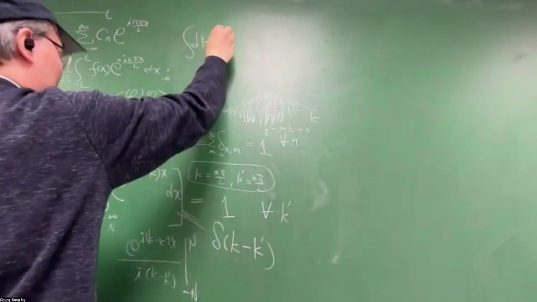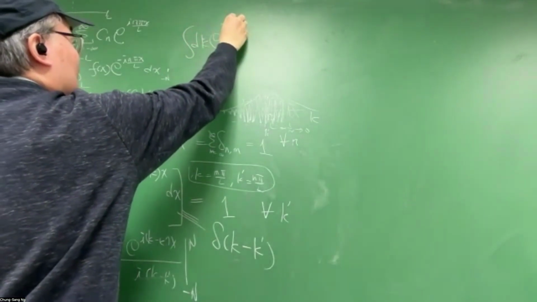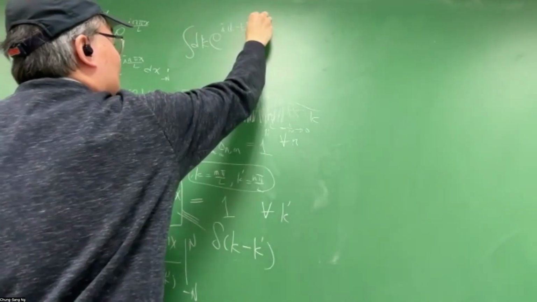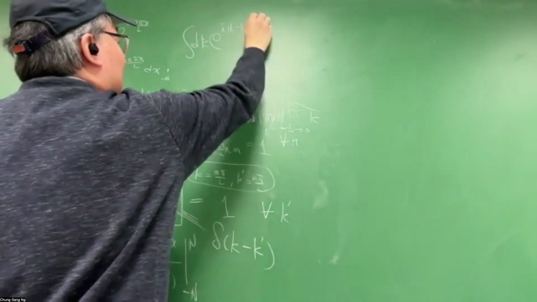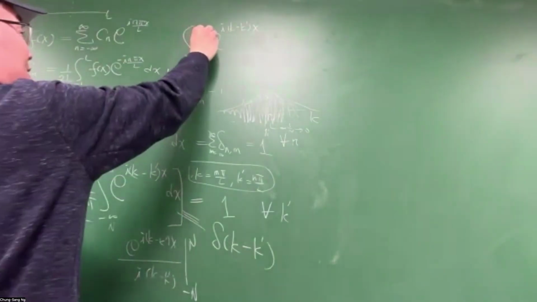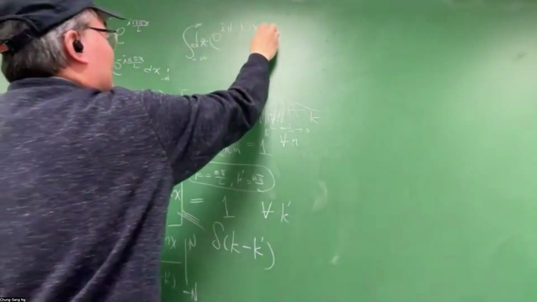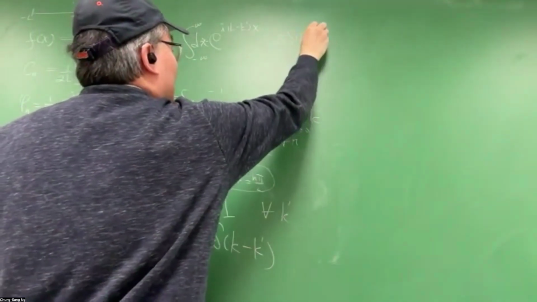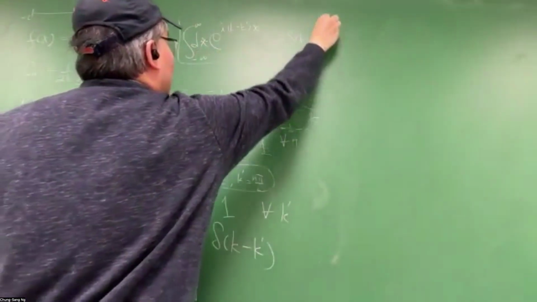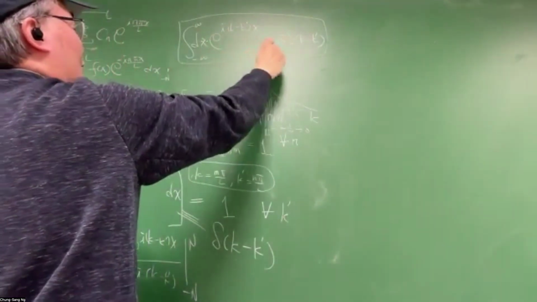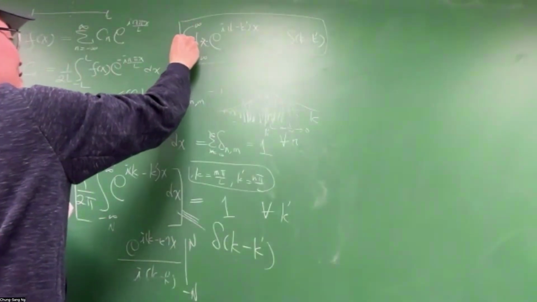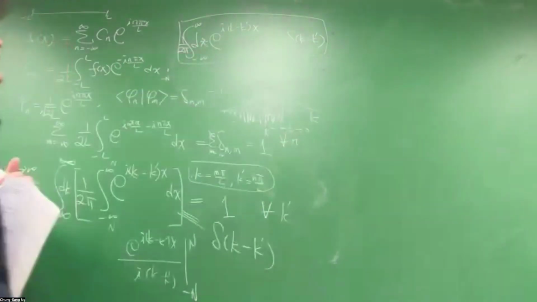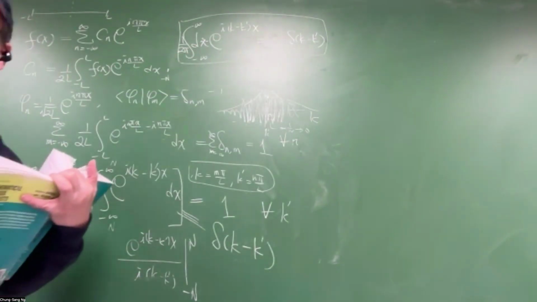The integral over x, dx, of e to the i(k minus p)x, equals 2 pi times delta of k minus p. Or you can divide by 2 pi on the other side. That's fine. This is exactly this one. So this is your orthonormal condition for the Fourier transform.